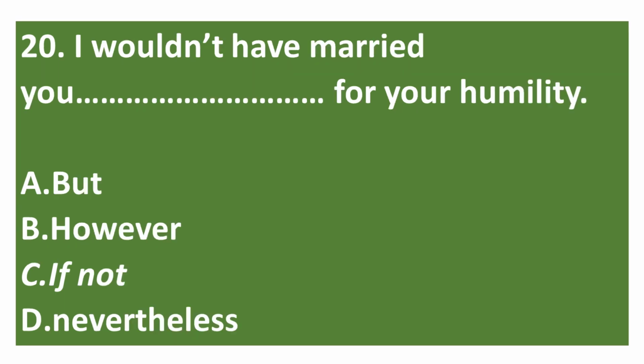Question 20. I wouldn't have married you, dash for your humility. A. But for your humility. B. However, for your humility. C. If not for your humility. D. Nevertheless, for your humility. The correct answer to this question is C. I wouldn't have married you if not for your humility.